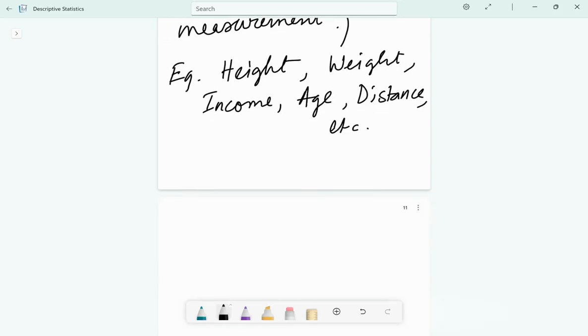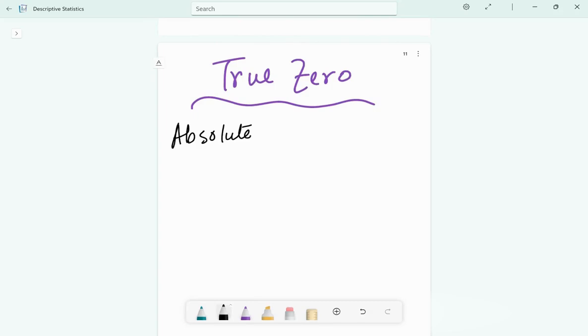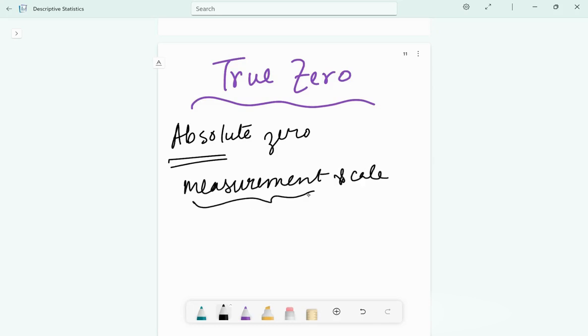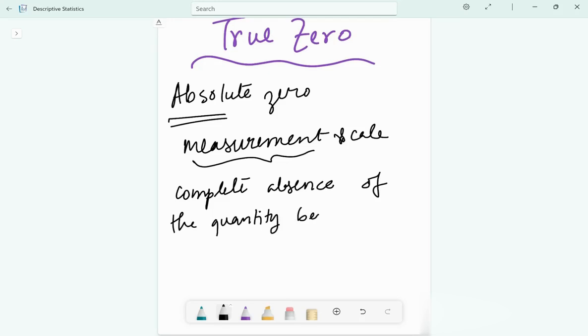Now, coming to the definition of true zero. What is true zero? A true zero is also called absolute zero in measurement, referring to a point on a scale that indicates the complete absence of the quantity being measured. This is used for measurement scale, okay? Now in reference to this measurement scale, we can say that it refers to a point on that scale which indicates complete absence of the quantity being measured.